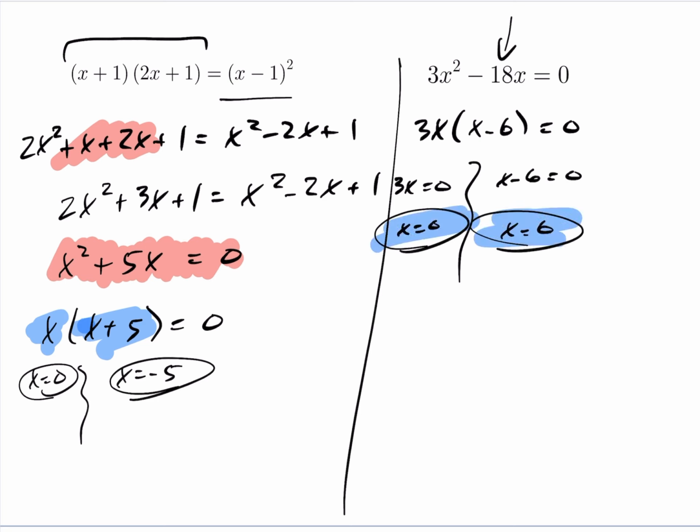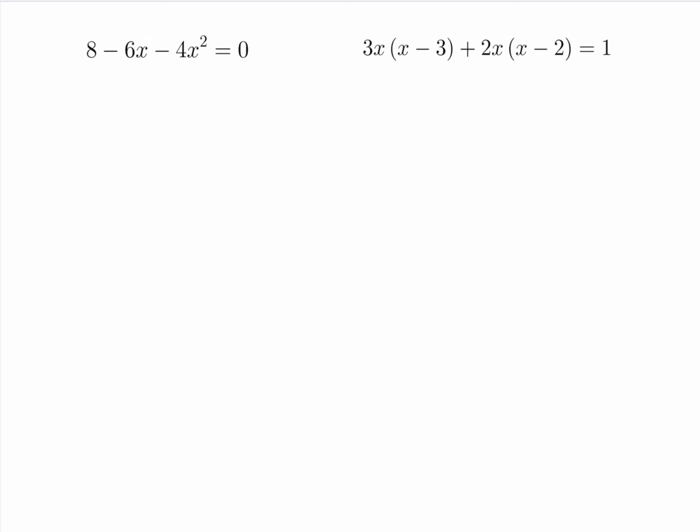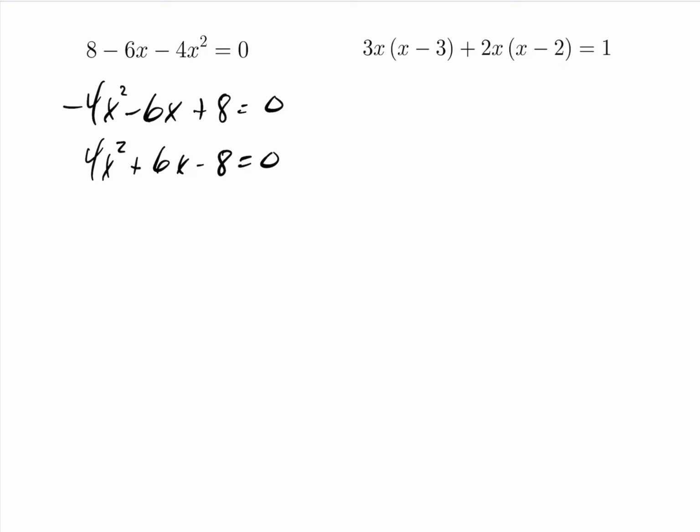All right, let's take a look at some more examples. So in this example here, we want to solve this. So I'm going to first rewrite this with the highest power, followed by the next highest power, followed by our constant term. Get rid of that minus sign by multiplying across by -1. So we get 4x squared plus 6x minus 8 equals 0. Divide across by 2, I get 2x squared plus 3x minus 4 equals 0.